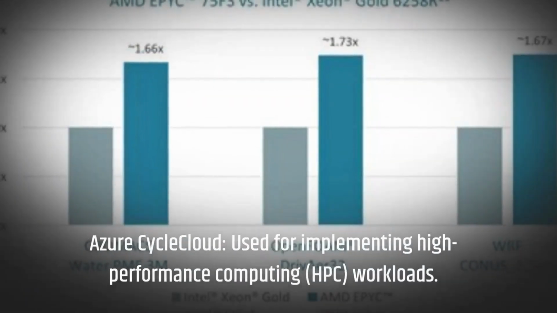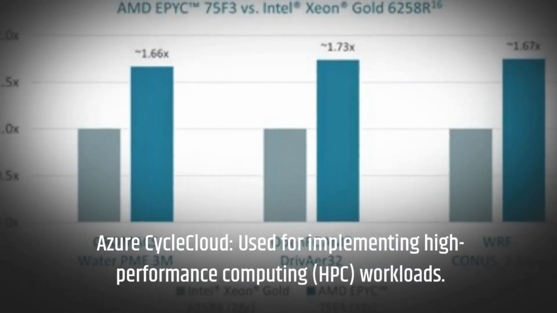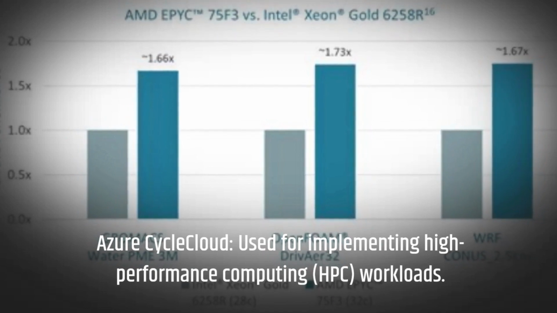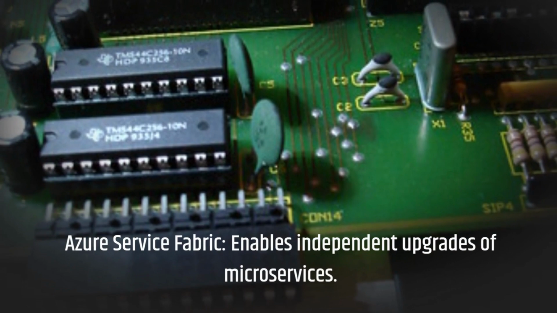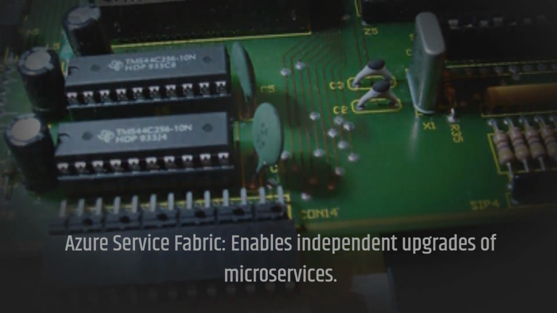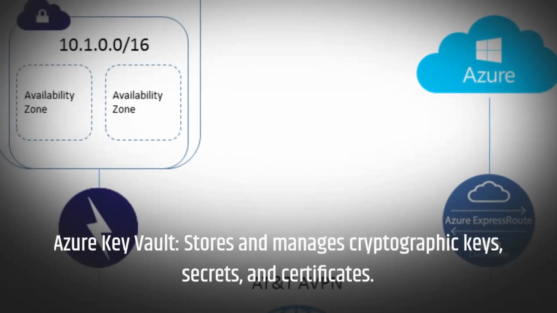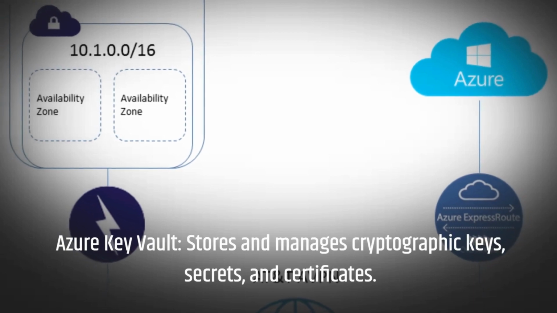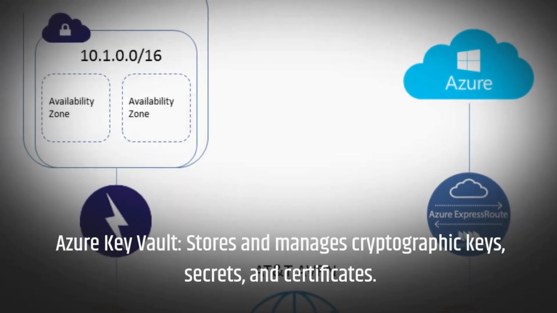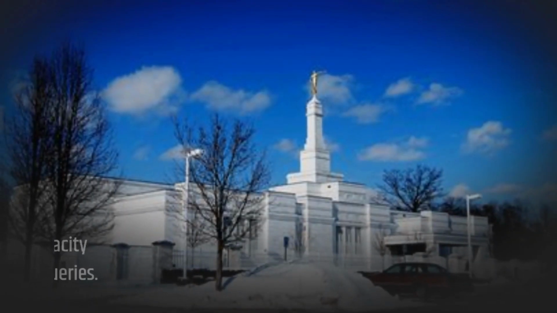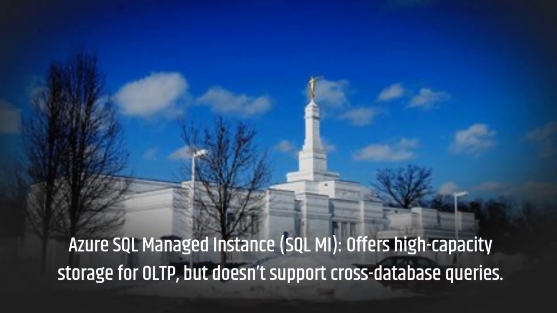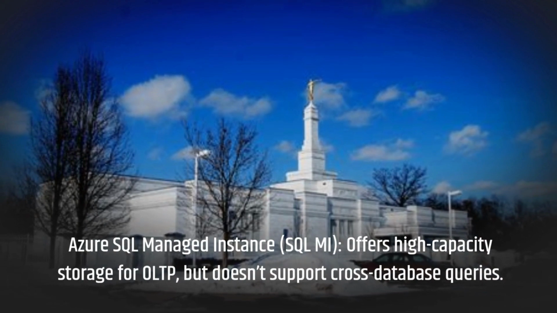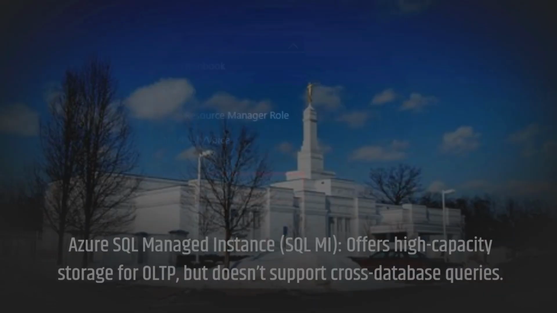Azure Cycle Cloud, used for implementing high-performance computing, HPC, workloads. Azure Service Fabric enables independent upgrades of microservices. Azure Key Vault stores and manages cryptographic keys, secrets, and certificates. Azure SQL Managed Instance, SQL MI, offers high-capacity storage for OLTP, but doesn't support cross-database queries.